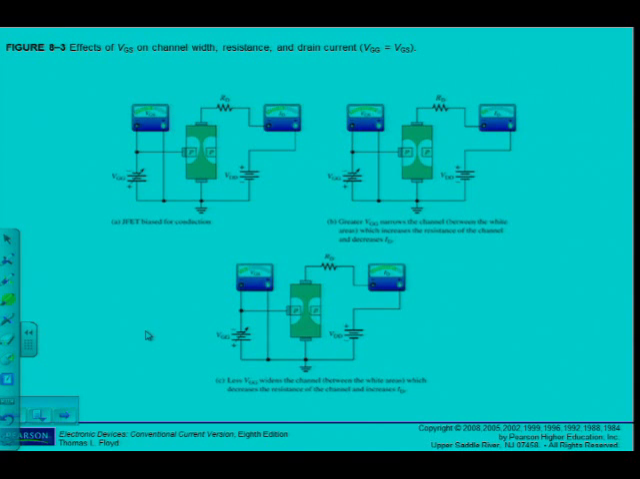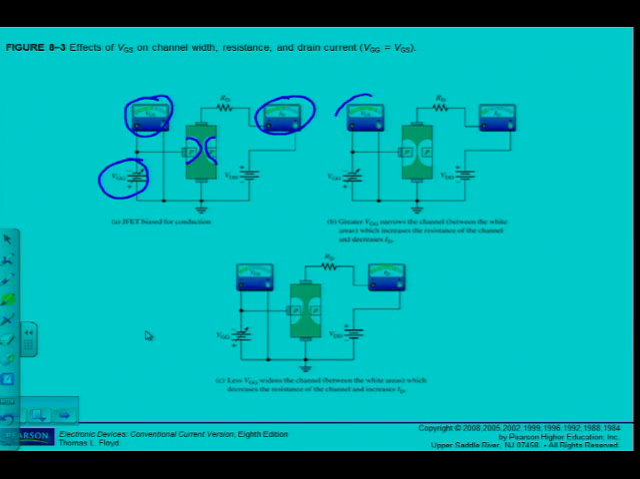They show us here the effects of VGS on channel width, resistance and so forth. What it basically comes down to is, if VGG, which is my reverse biased voltage, is set to a specific voltage, you can see here that these depletion regions between the P and N-type materials grow. Alright? And I have a certain amount of current. But it will become more clear in the B section.